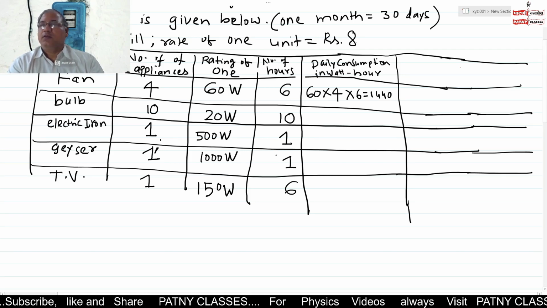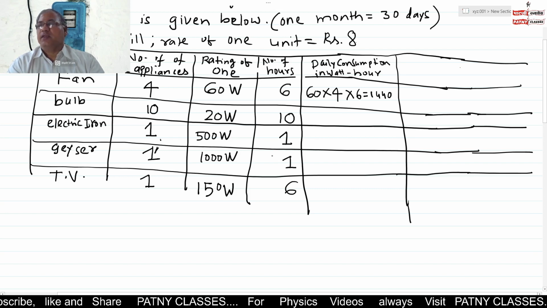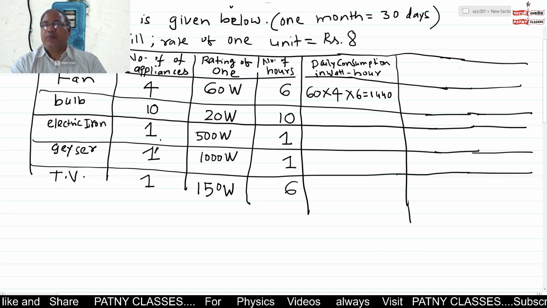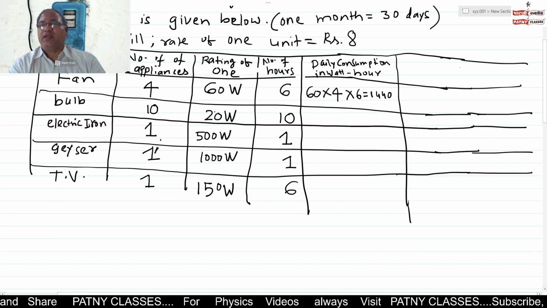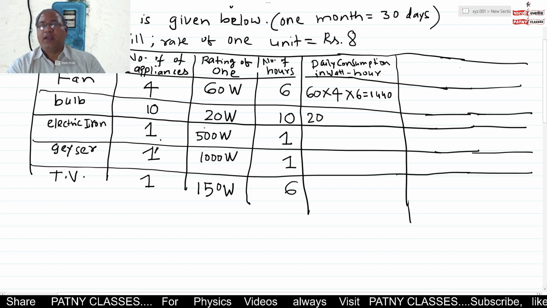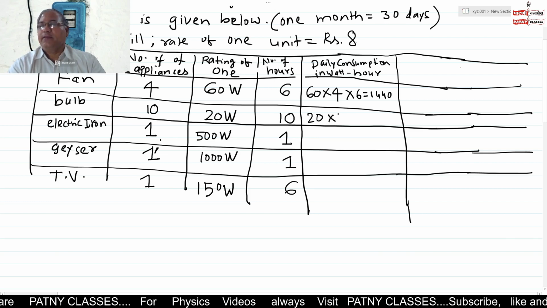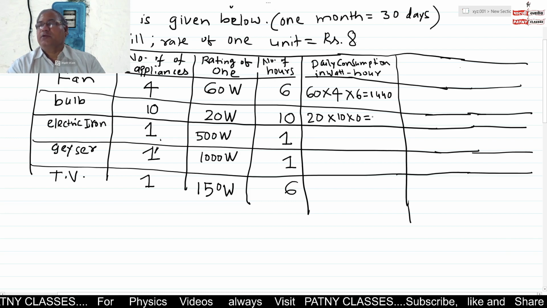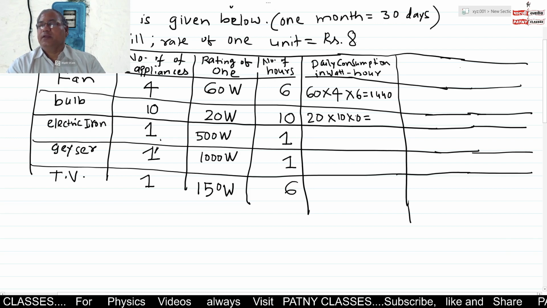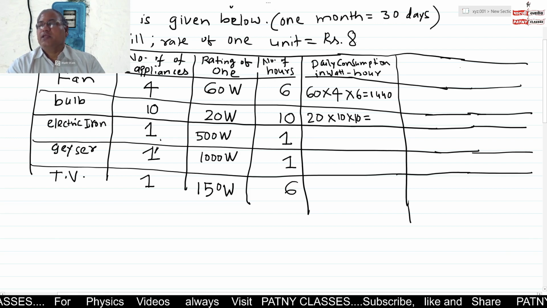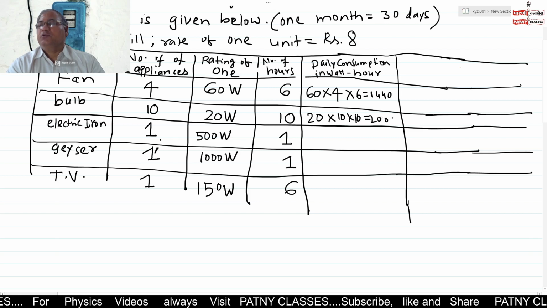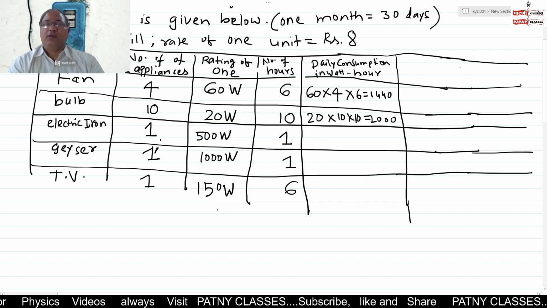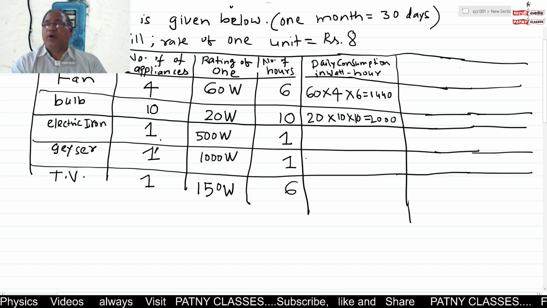So the total daily consumption of the fan is 1440 watt hour. Similarly, bulb: what is the wattage of one bulb? 20 watts, and number of bulbs equals 10, and every day utilized how many hours? 10. So that is 20 into 10 into 10, which equals 2000. Altogether 2000 watt hour are utilized by the bulbs.